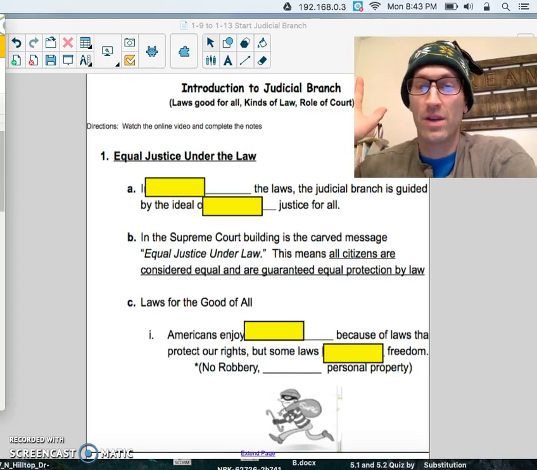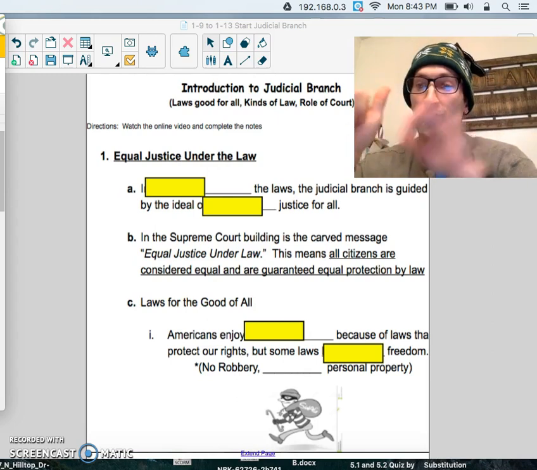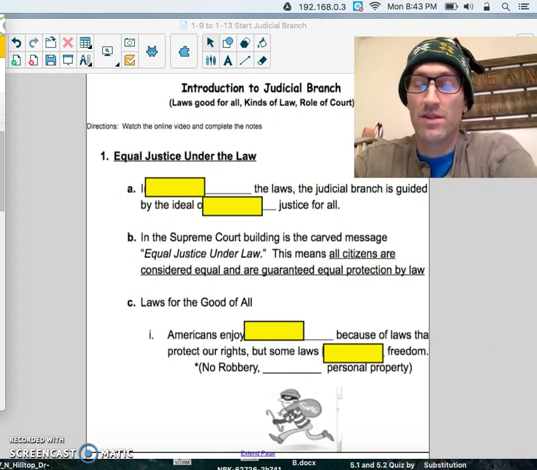Hey boys and girls, here we go starting judicial branch in great detail. You're going to glue your notes when you're done on page 26. That's page 26 of your notebooks, and that'll be a great place to start.